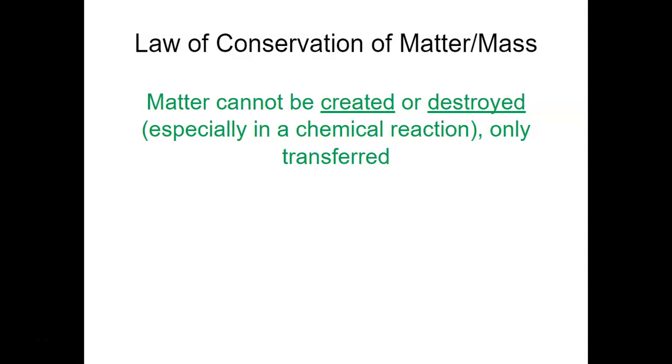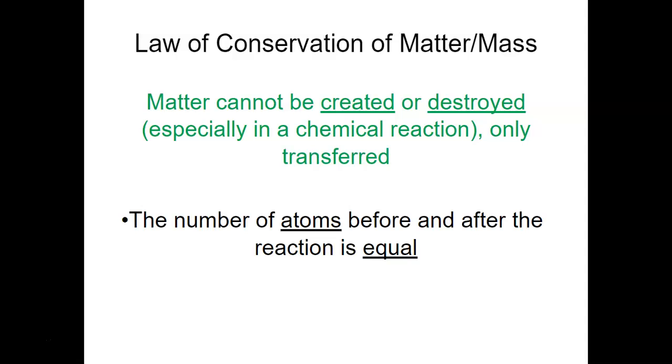But that's what we're looking at. We're looking at being manipulated. We can't create or destroy. You cannot make new atoms and you can't cause atoms to fall apart. All you can do is make them combine in different ways. And that's what a reaction is. The number of atoms before and after your reaction, so the number of atoms on the left side, will be equal to the number on the right side.